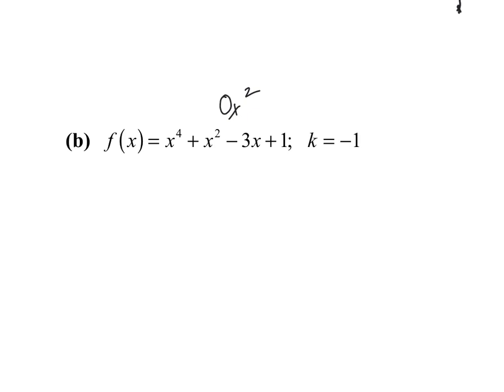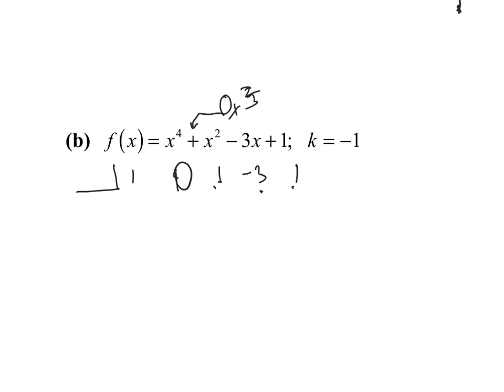So I have a 1, 1, a 0. Wait, no, I'm not missing the square term. I'm missing the cube term. I have the 4. I'm sorry. So that one actually goes here. 4. So it's a 1 and then a 0, then a 1, then a negative 3, and then a 1. Fourth power, third power, second power, 1 power, 0 power. Okay.